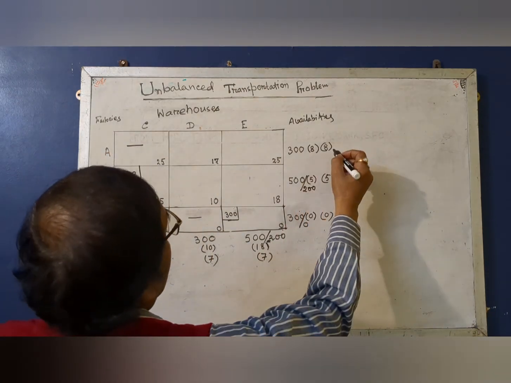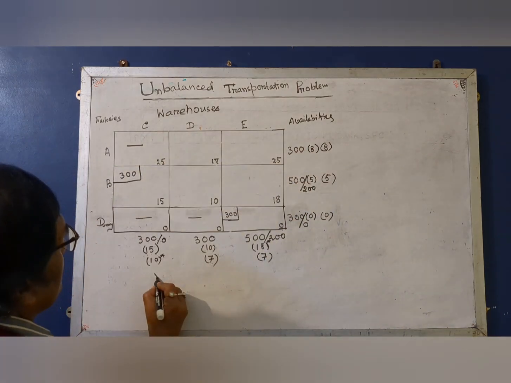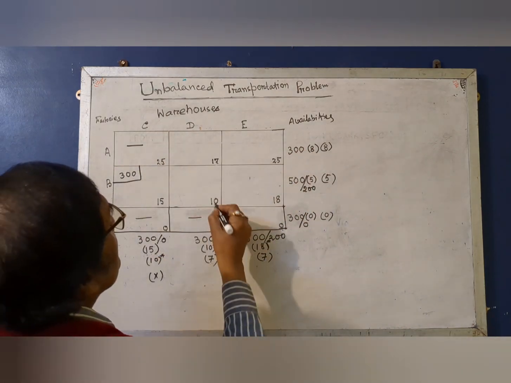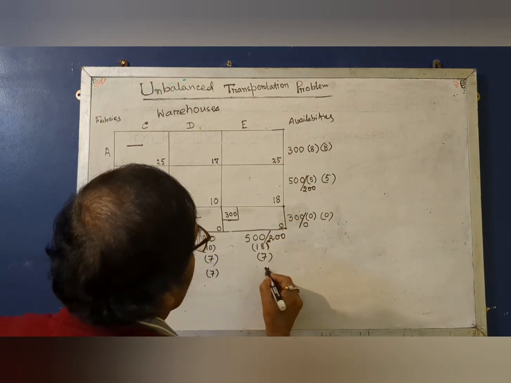Continue the process as done earlier. So we have put this full 0. That means in this case 10 and 70, the difference is 7, and 18 and 75, the difference is 7.